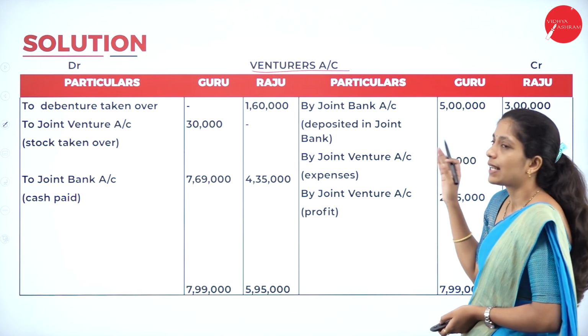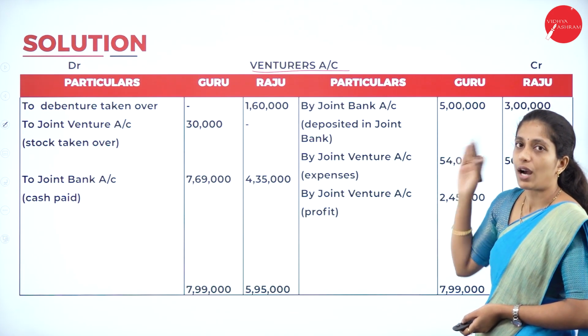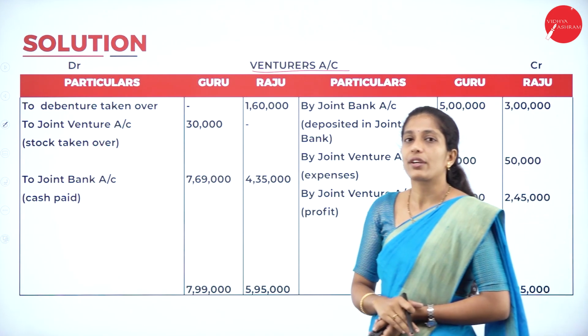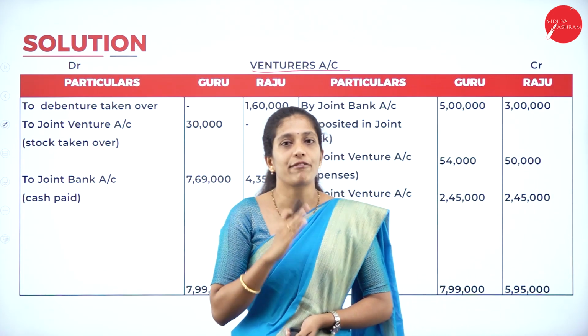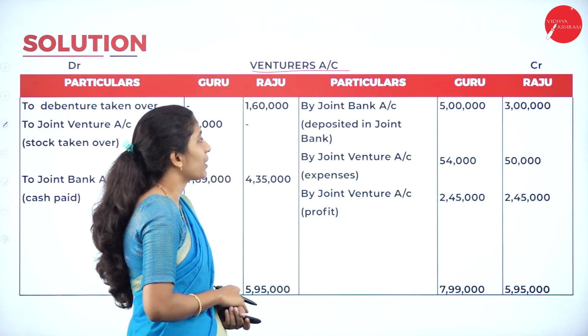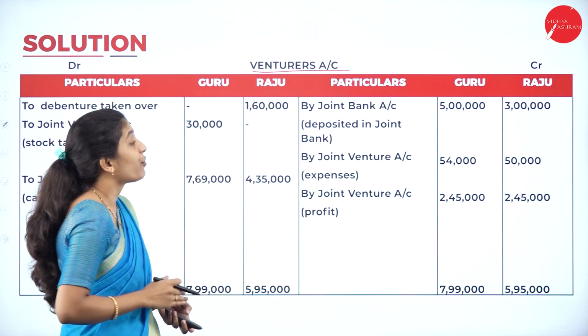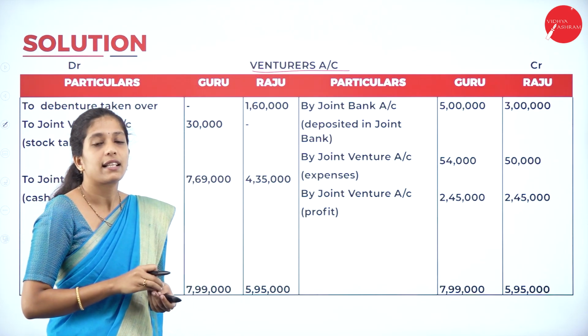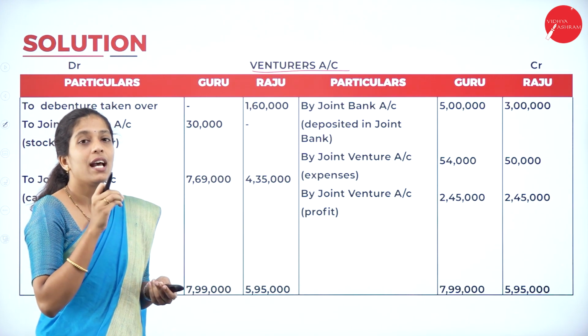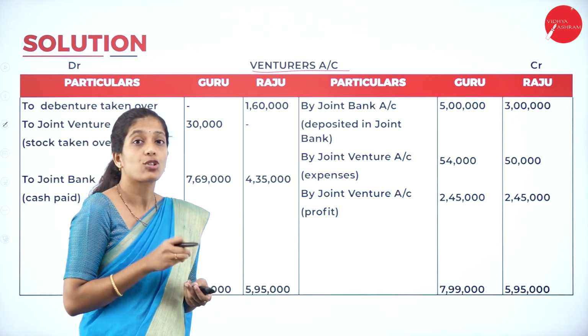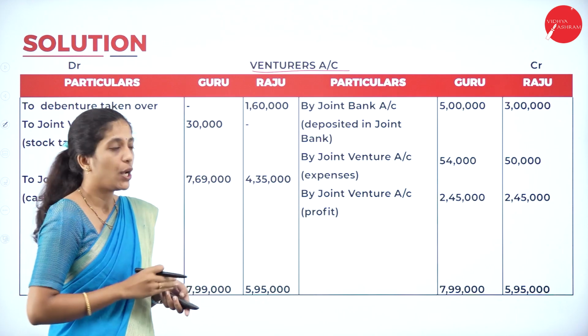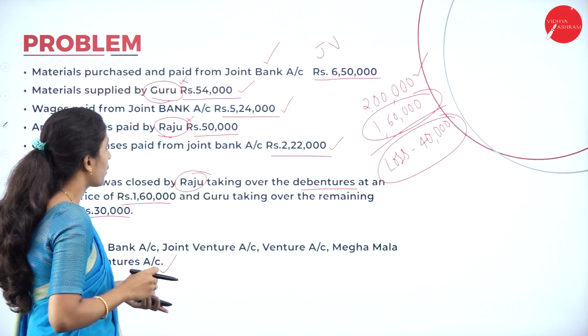Guru and Raju. In the same way, credit side particulars, Guru and Raju. Now what you are going to do? We have to record in the credit side the amount deposited in the joint bank account. So what is the amount which has been deposited in the joint bank account by each of the venturers? Now go through the question here.